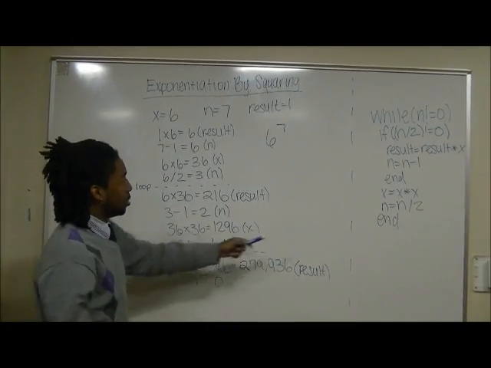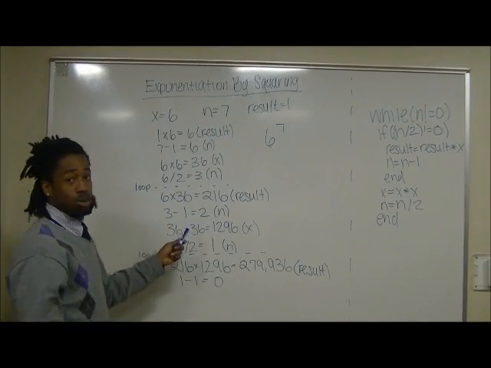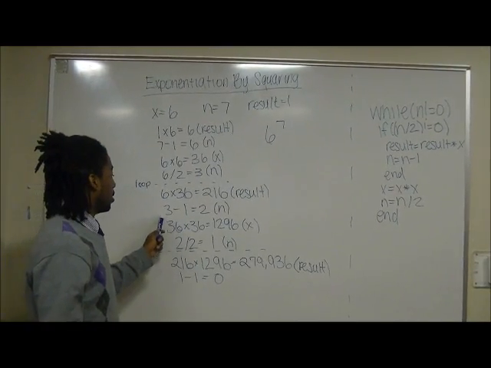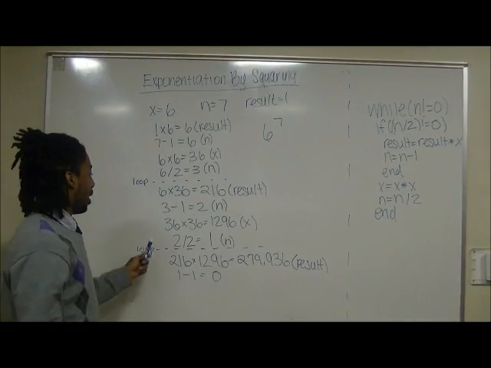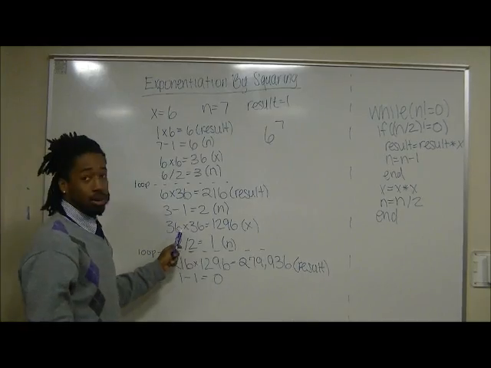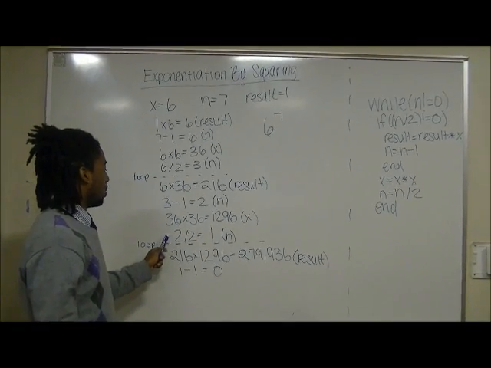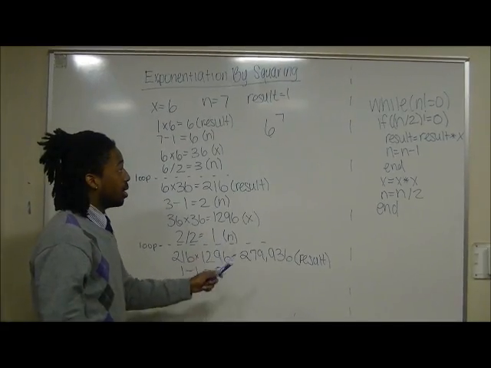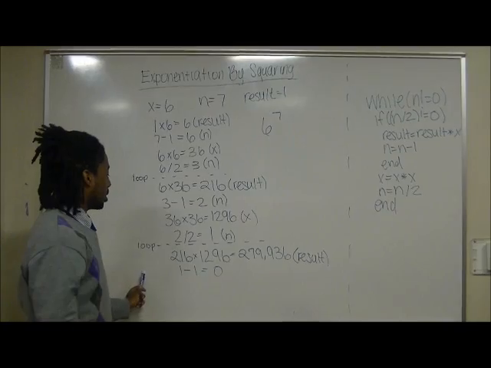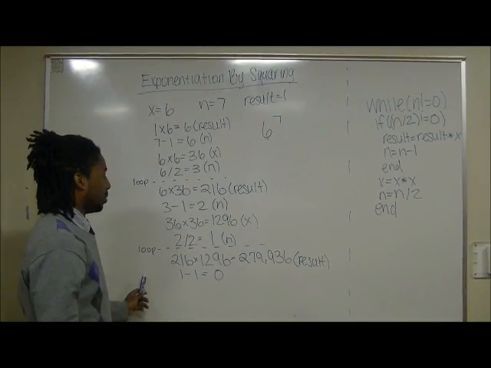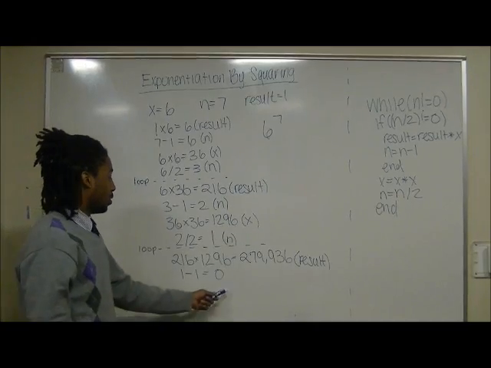Since it's an odd number, we'll do the 2 steps again by multiplying 6 times 36 to get 216 as our new result. Then we'll subtract 3 minus 1 and get 2 as our new n. And we'll multiply 36 by itself to get 1296 as our new x. And then we'll divide 2 by 2 to get 1 as a new n. And again, 1 is odd, so we'll repeat the steps. And we'll get 216 times 1296, and we'll get 279,936 as our new result.